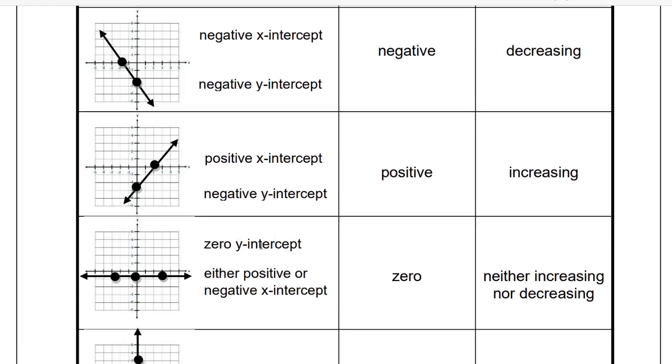Another, if you have a 0 y-intercept, and 0 dapat dito yan sa gitna, either positive or negative x-intercept. It's either negative man or positive man ang x-intercept mo, but still, your slope is 0. And the trend is neither increasing nor decreasing.